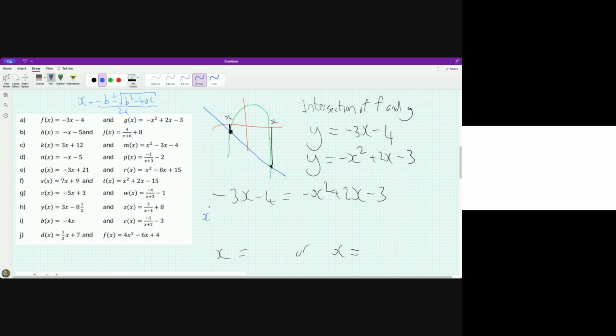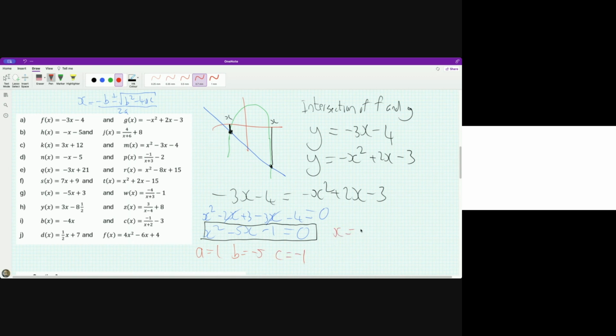So if I bring this across, I get x squared minus 2x plus 3 minus 3x minus 4, which is minus 5x minus 1, equals 0. Just to check, give me a thumbs up if you got x squared minus 5x minus 1 as your equation. Okay. Now, you can't factorize that easily, so we're going to have to use the formula. So A is 1, B is minus 5, C is minus 1.